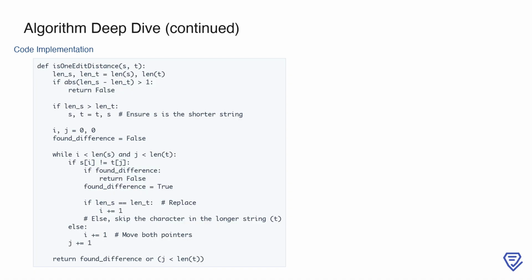If they match, we move both pointers. If they differ and found_difference is already true, we return false. Otherwise, we set found_difference to true and handle the mismatch based on the length difference. After the loop, we account for any remaining characters in T and return the result. This implementation is efficient, concise, and handles all edge cases effectively.